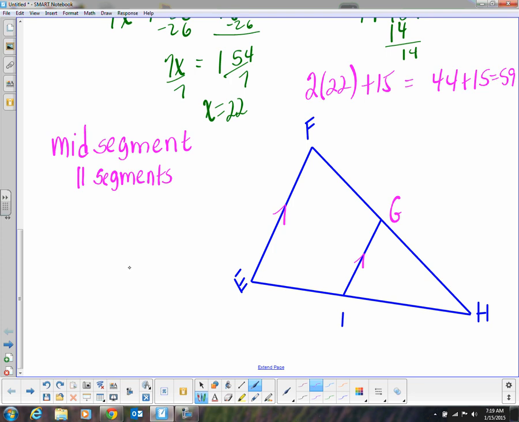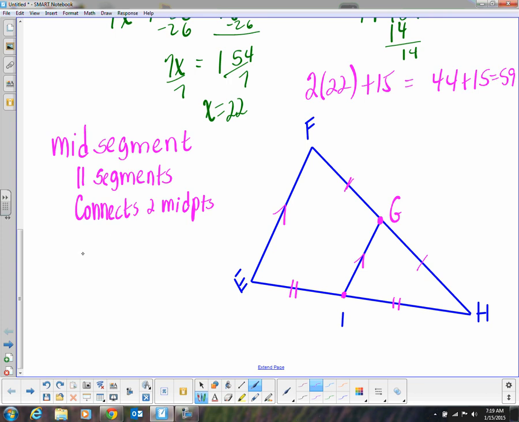Harper? FG and GH are congruent because G is a midpoint. So it connects to midpoints. What's the other midpoint then? I. So I was testing to see your understanding of a mid-segment. All right, and there's one more piece.